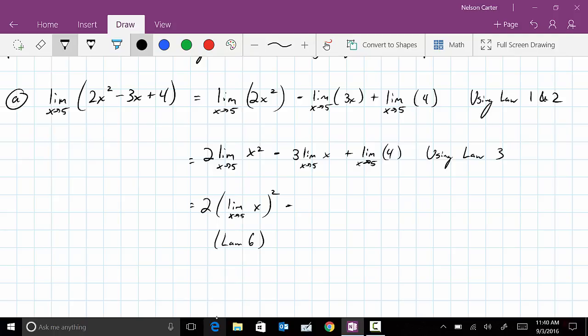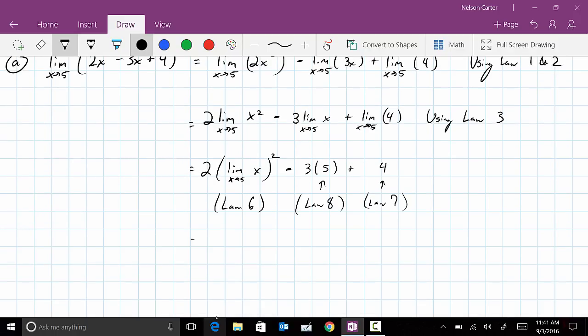And then the next thing I have here is that special law we had, law 7. So if you remember law 7, oh no, I'm sorry, law 8. Law 8 says that the limit as x approaches 5 of just x should be 5. So this is now 3 times 5, and that came from law 8. And then we have the limit as x approaches 5 of a constant. So this is law 7. This is going to end up just equaling 4. And that's because of law 7. Remember, it's the constant law.